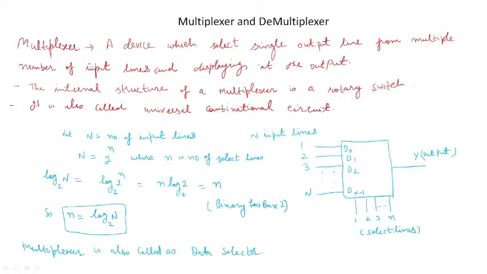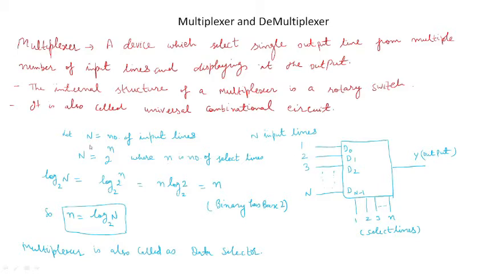Multiplexer, as the name suggests, has many inputs and a single output. It acts like a rotating switch. Multiplexer is also called the universal combinational circuit. Here you can see the block diagram of a multiplexer. Here are capital N input lines and small n select lines, and there is a single output.